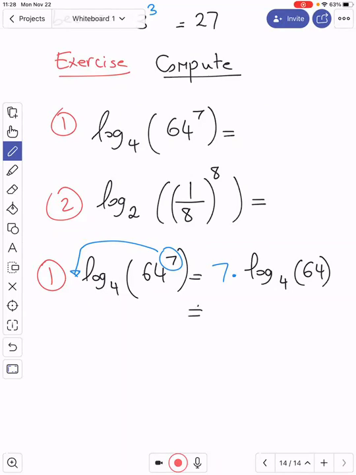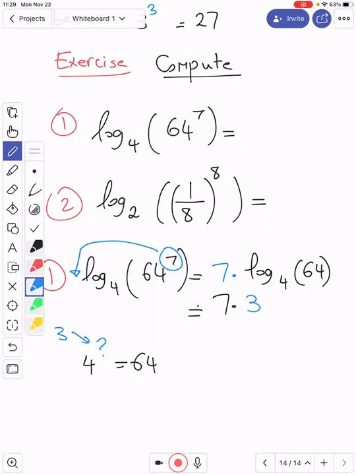For which power of 4 are you going to get 64? Well, 4 squared is 16. 4 cubed is 64. So this power here will be 3. Then you're going to have 7 times 3, which is 21.